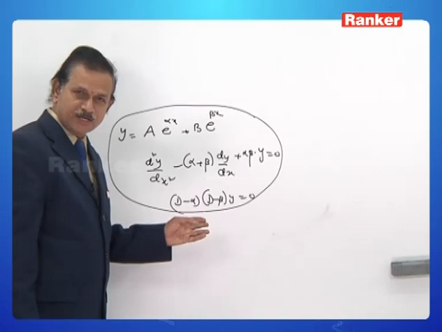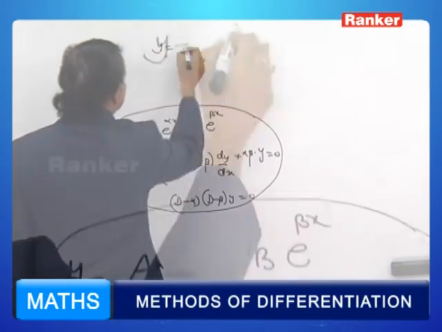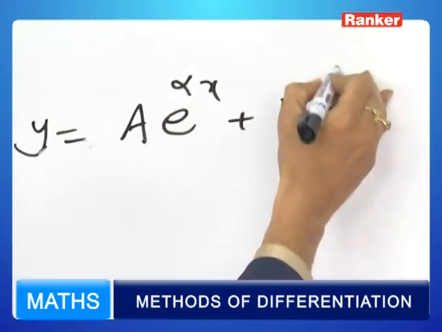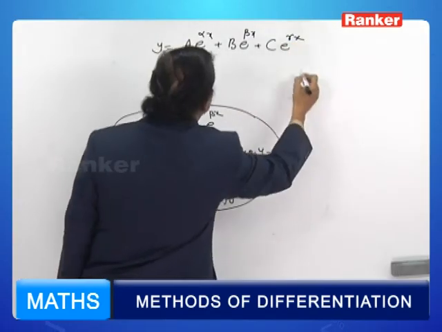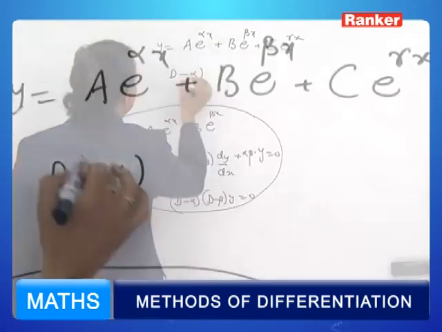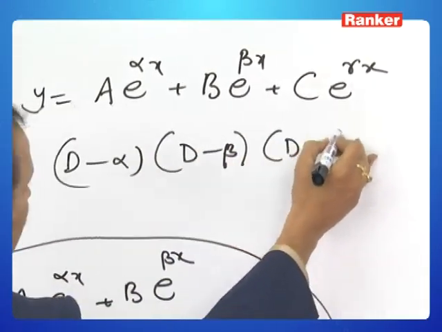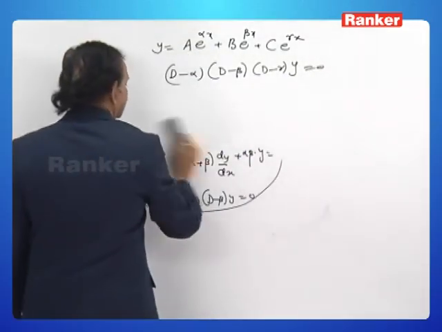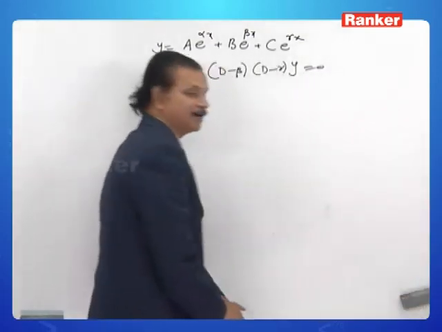Moreover, this can be extended to any number of functions like this. What I mean to say is, suppose y is equal to a into e power alpha x plus b into e power beta x plus c into e power gamma x. In such a case, (D minus alpha)(D minus beta)(D minus gamma) of y is equal to 0. This result is true when and only when alpha, beta, gamma are distinct.